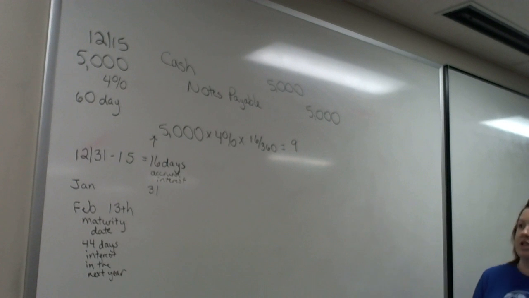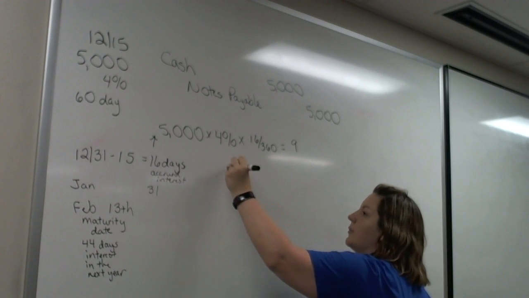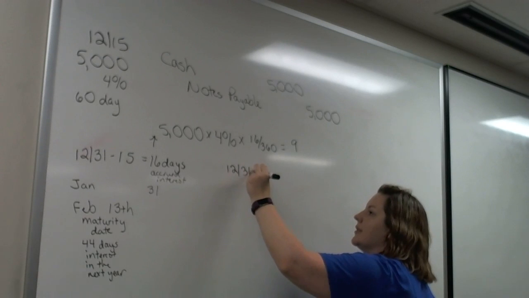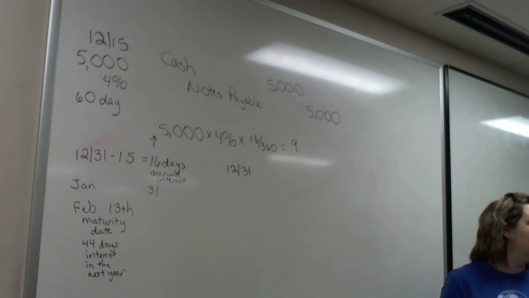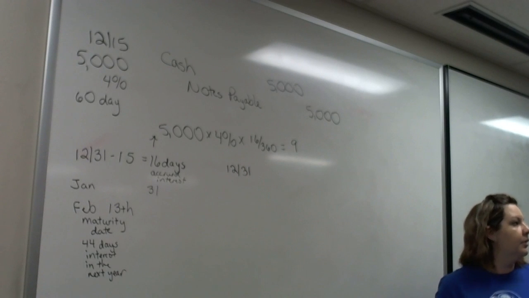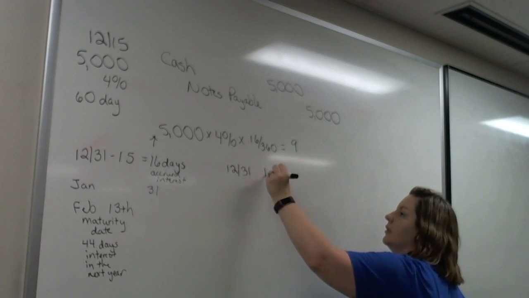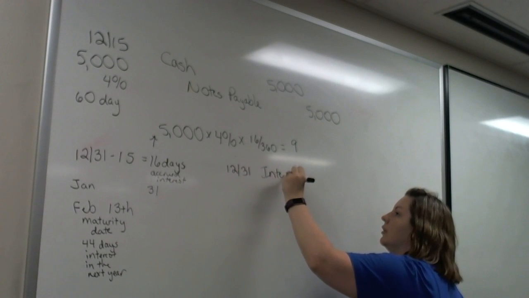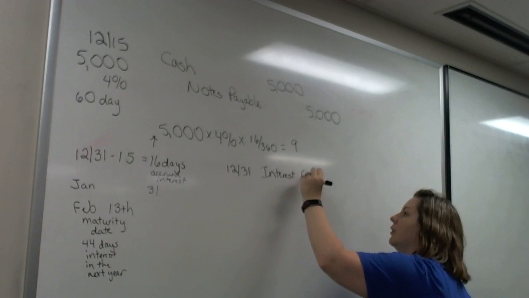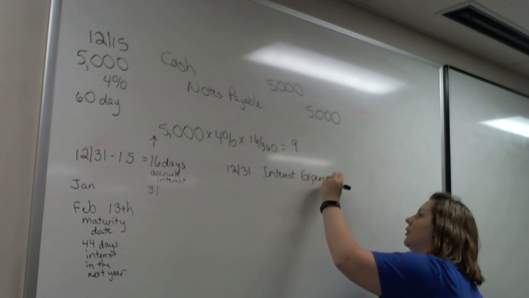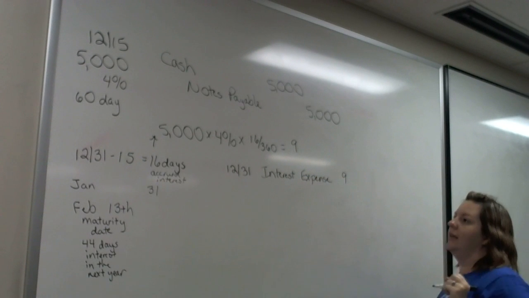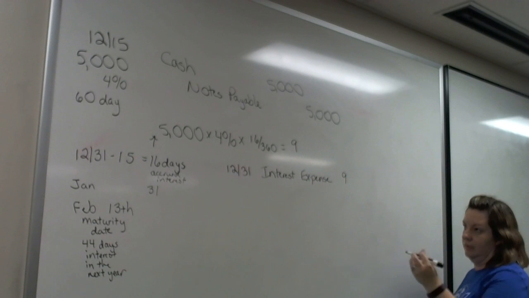Okay. So when we journalize that on the 31st, what do I need to debit and credit to show interest accrued that we owe? And we're not paying yet. Interest expense, good. And what do I credit? Perfect.